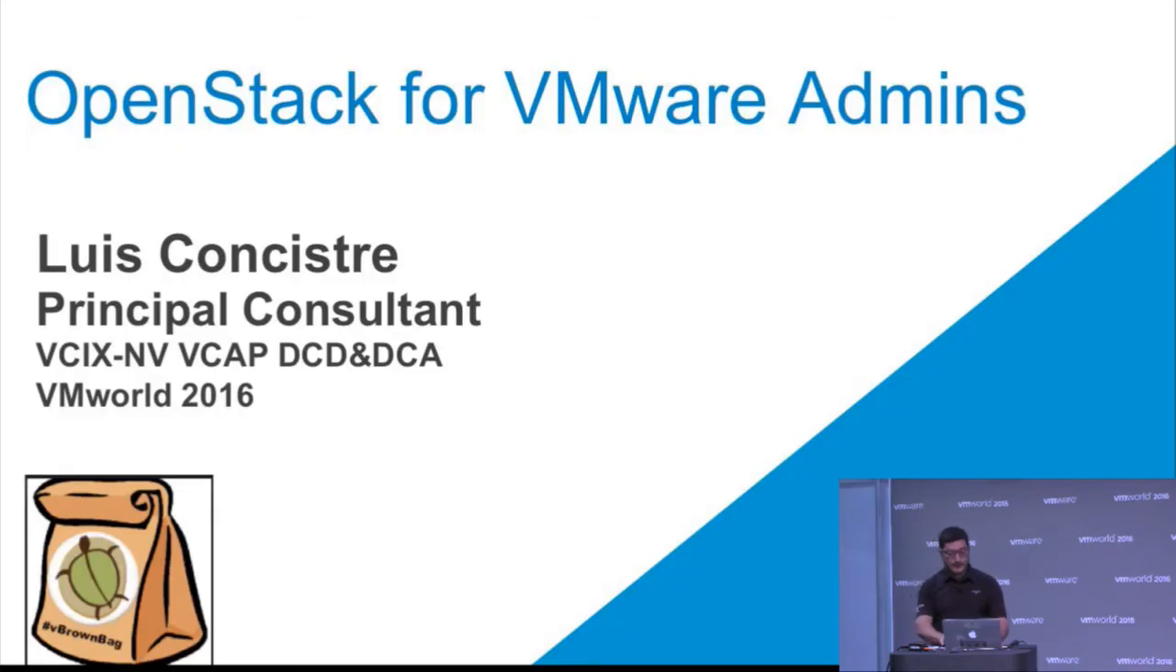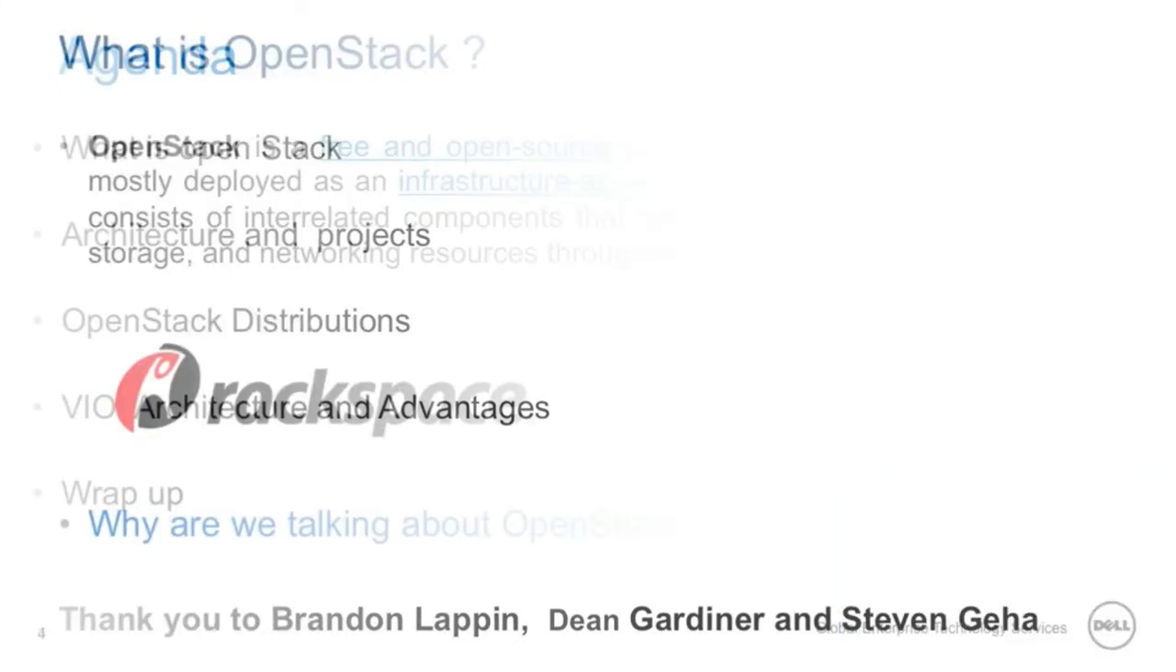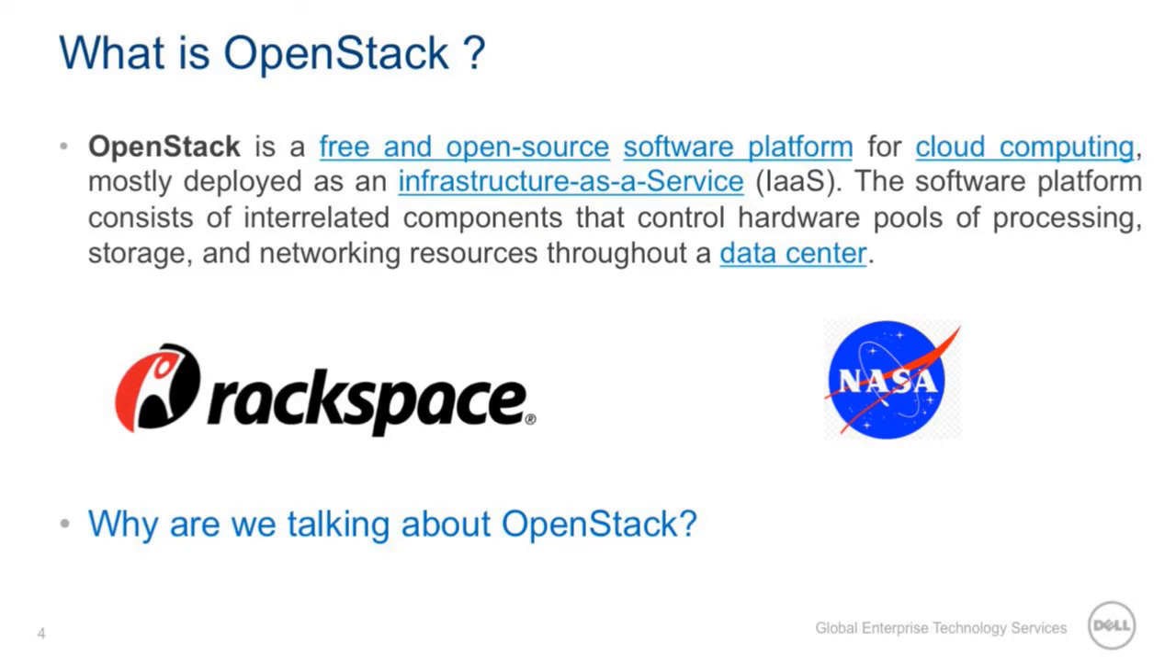And today we are going to talk about OpenStack for VMware admins. So what we got in the agenda, we are going to define what OpenStack is. We are going to talk about the architecture and the most important projects of OpenStack. We are going to talk about the OpenStack distributions, so how can we get OpenStack in our data center. We are going to talk about the VMware distribution for OpenStack and what are the advantages of implementing it in our data center. So very quick, let's start with a definition.